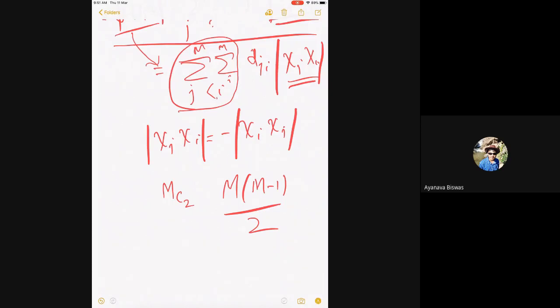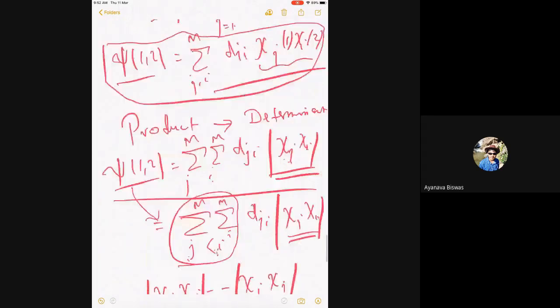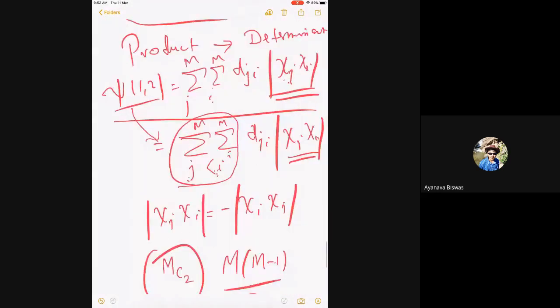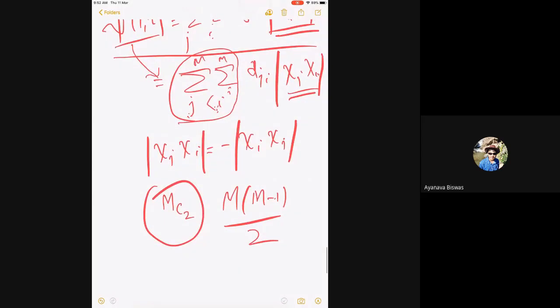Because I'm taking only one product, j less than I and not j greater than I. Because the diagonal is not there, from m square I subtract m. But I'm taking only half of them, so it is m into m minus 1 by 2, which is MC2. So MC2 is the number of determinants, and that is all possible determinants in this m orbital space. If I take them, only then it will be exact in a complete set. Whereas in Hartree-Fock, I don't have that. I have only n electrons, n spin orbitals. So it is hopelessly bad.